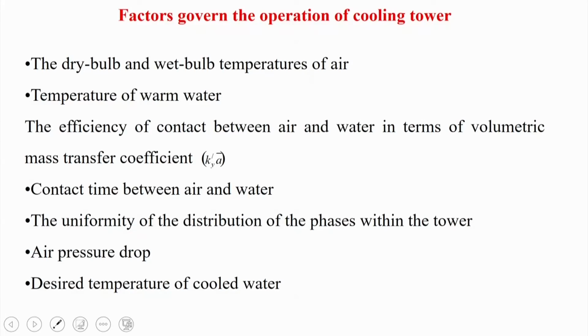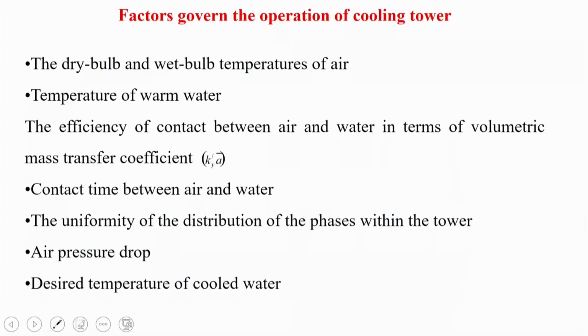Then the efficiency of the contact between air and water in terms of the volumetric mass transfer coefficient is important, that is, how efficiently the air and water are in contact, so that a good amount of both heat and mass transfer takes place efficiently. Then the contact time between air and water: if the water flow rate is very slow, we will get more contact time. Then the uniformity of the distribution of the phases within the tower is also important.